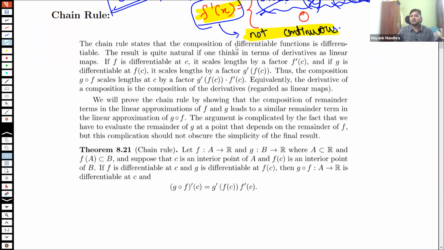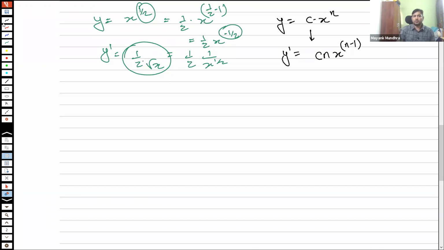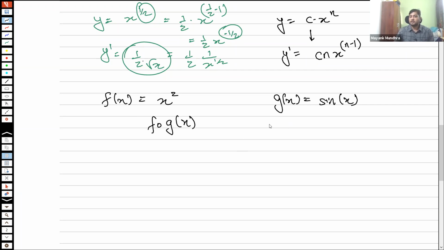The chain rule states that the composition of differentiable functions is differentiable. Okay, so I know that x square is a differentiable function. So f of x equals x square is a differentiable function. g of x equals sine x is another differentiable function. So f of g of x is also going to be differentiable, and g of f of x is also going to be differentiable. So Vama, can you tell me what is going to be the composition f of g?